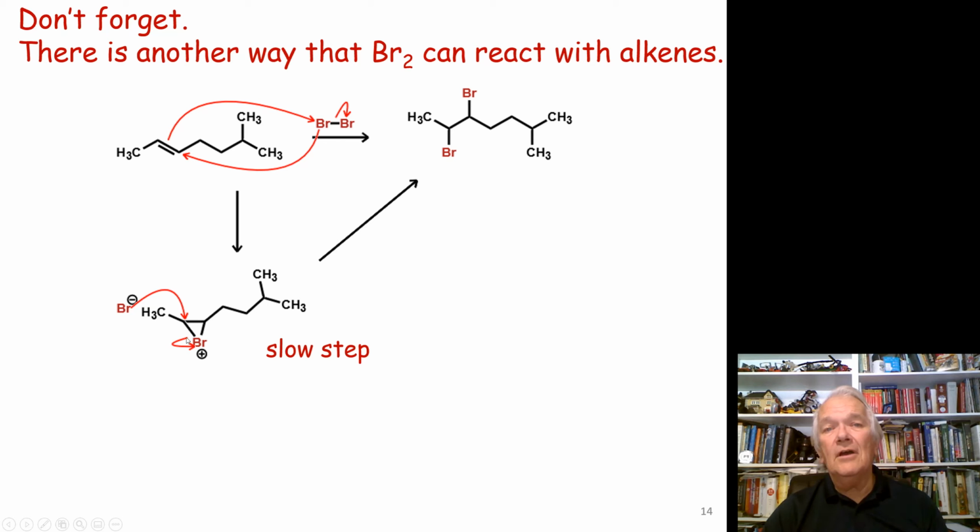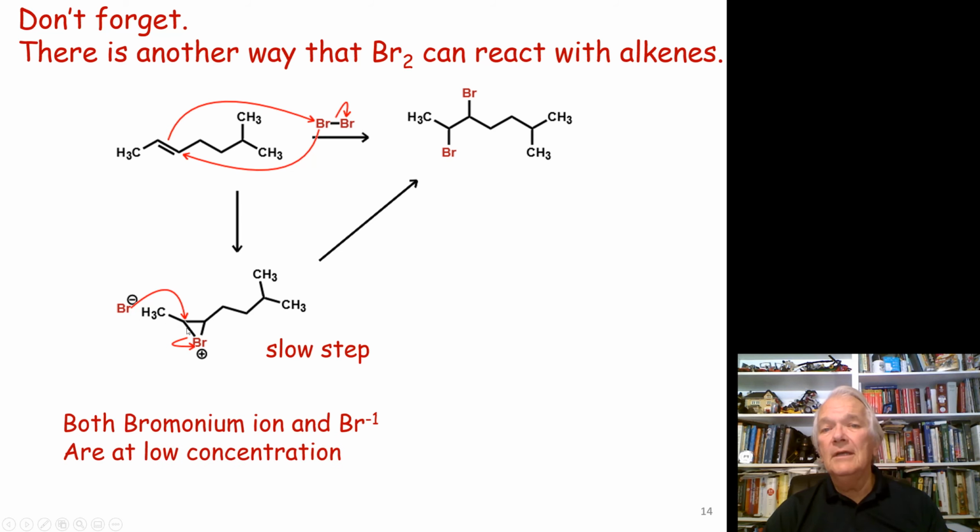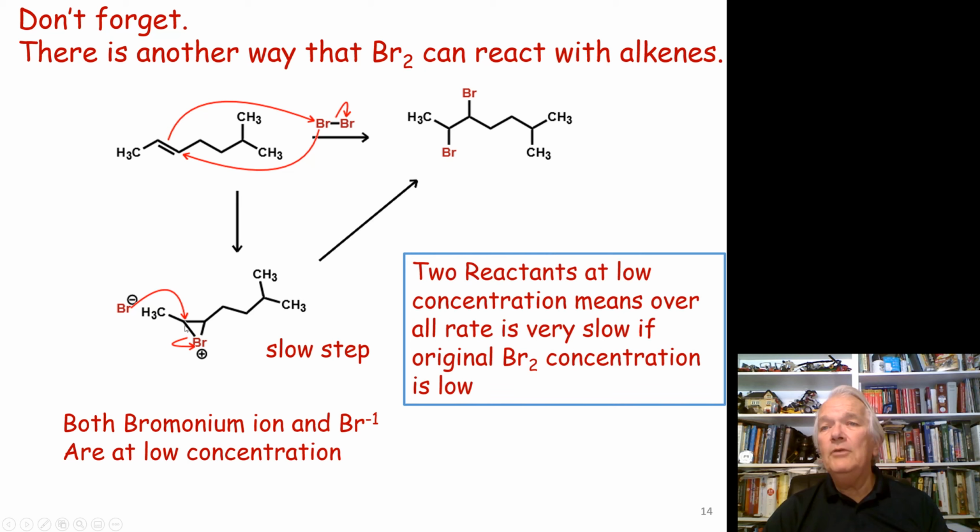these are going to be both at low concentrations. This is your main reactant and the bromine. So these are your two reactants, and they start off at reasonable concentrations. But this intermediate, and this is a true intermediate, it's not a transition state, you're going to have a very small amount of this intermediate around. And of course, you don't have excess bromide around either. So both the bromide and the bromonium ion are at low concentration. If you have a step of your reaction where both reactants are at low concentration, it means the rate is very slow.